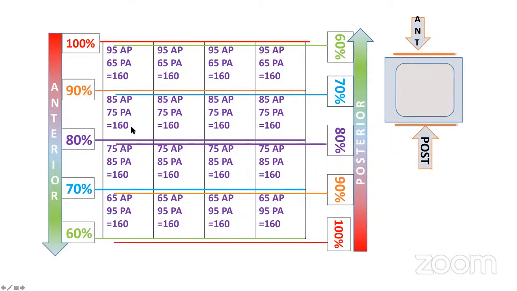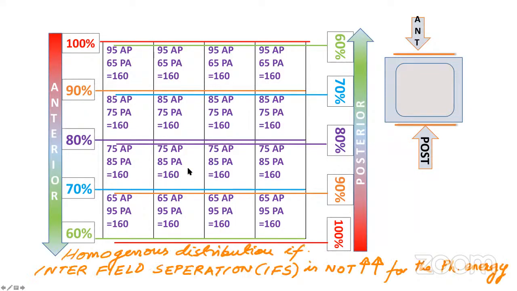But mind you, I have gone only up to 60%, so the depth is not large. Suppose you are using cobalt 60, where the percentage depth dose is less, and the anterior-posterior separation is 25, then it will not happen like this. Then there will be some areas where you will start getting high dose. I will talk about that solution. So you get a homogeneous dose distribution if the interfield separation, or IFS, is not too high for the given photon energy. In that situation, you could use a parallel approach.